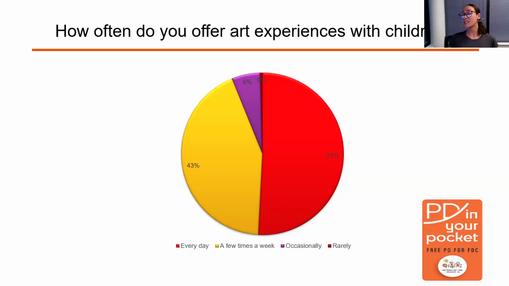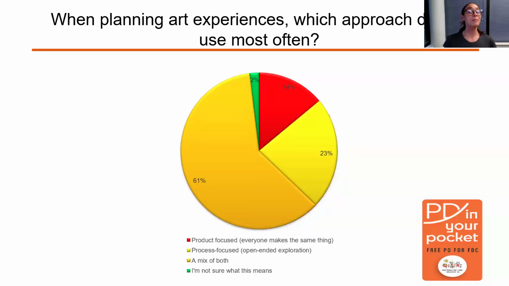So just looking at this, it's a really decent number about how engaged and how often you offer these art experiences to the wonderful children we take care of. When planning art experiences, which approach do you use most often? It's interesting to see that 14% of you use a product-focused approach when planning art experiences. 23% of you use a process-focused approach. 61% of you use a mix of both process and product. And 2% of you are not sure what this means. And that's totally fine, because we're going to cover everything tonight. And it's wonderful to see these great feedbacks and starts.